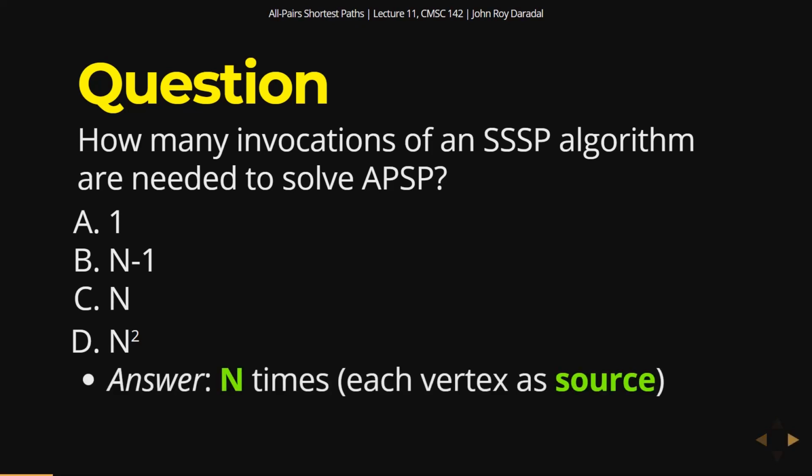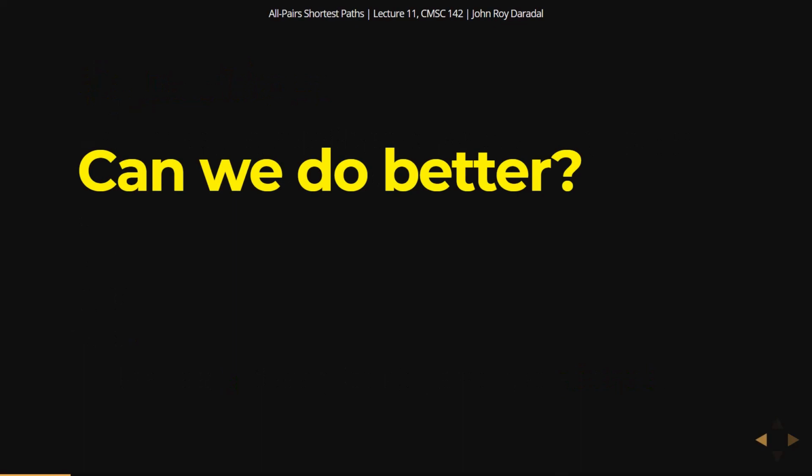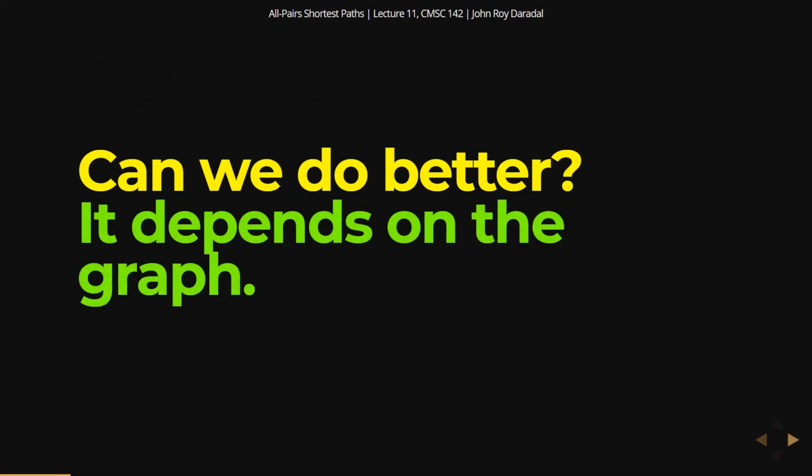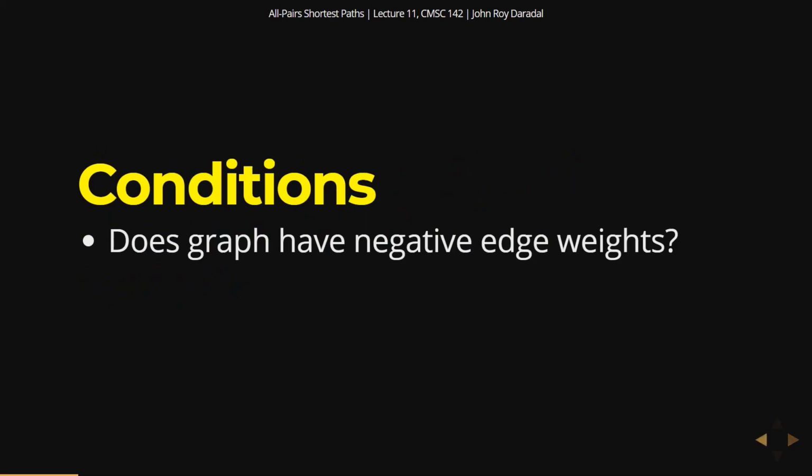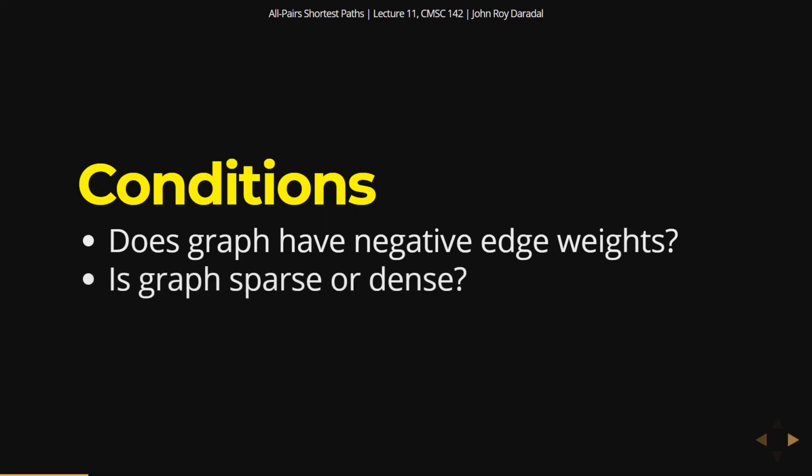In fact, we will need n runs or n invocations of an SSSP algorithm to solve APSP, which would be one for each vertex as the source. Okay? Now, can we do better than this? Well, it actually depends on the graph. So, let's check the conditions of the graph. Does the graph have negative edge weights? Is the graph sparse or dense? Okay? Because based on those conditions, we will be able to tell whether we can improve on running an SSSP algorithm n times.